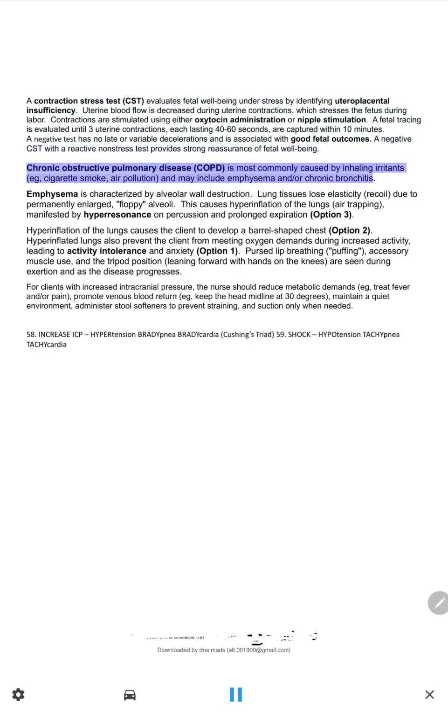Chronic obstructive pulmonary disease, COPD, is most commonly caused by inhaling irritants, e.g., cigarette smoke, air pollution, and may include emphysema and/or chronic bronchitis. Emphysema is characterized by alveolar wall destruction. Lung tissues lose elasticity, recoil, due to permanently enlarged, floppy alveoli. This causes hyperinflation of the lungs, air trapping, manifested by hyperresonance on percussion and prolonged expiration, option 3.